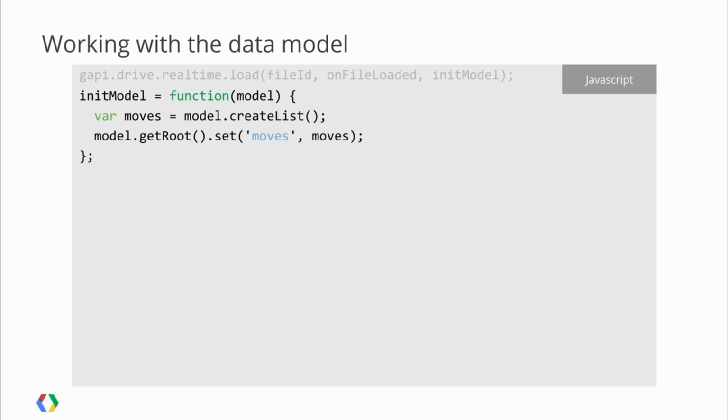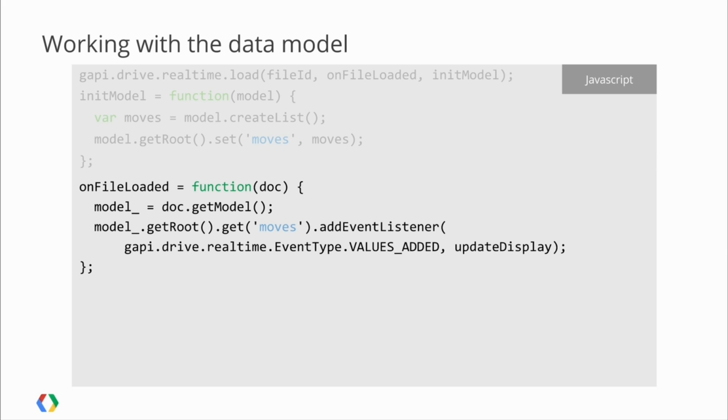So this initialize model is called exactly once for each time that the data model comes into existence. So not every time the document is loaded, just the first time the document is created. And here you want to initialize all the state that you want to guarantee that every document in your system is going to have. So here we tell the model to create a list, and that creates a collaborative list. And then we add it to the root by just saying, set this thing on the root with the name of moves. Then on file loaded, this is what happens every time a collaborator opens the document.